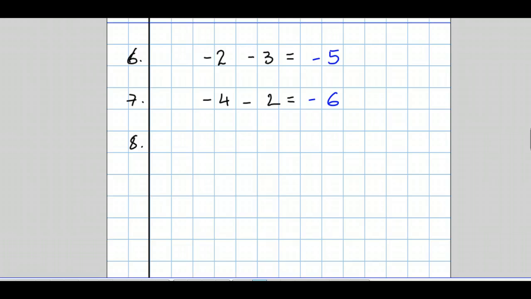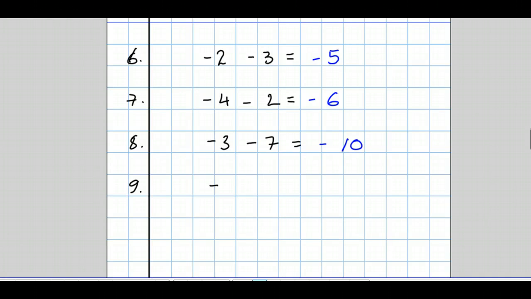Question 8, let's look at a shortcut. Minus 3, take away 7. Well, both have a minus sign in front, so we know the answer is going to be minus, and 3 and 7 is 10. So minus 3, take away 7 is minus 10.